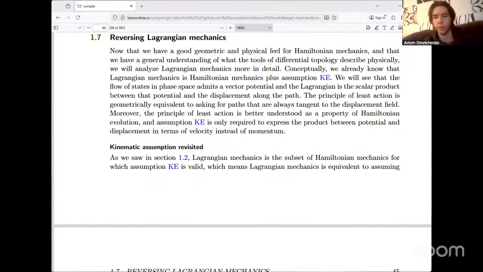Moreover, the principle of least action is better understood as a property of Hamiltonian evolution, and the assumption of kinematic equivalence is only required to express the product between potential and displacement in terms of velocity instead of momentum.